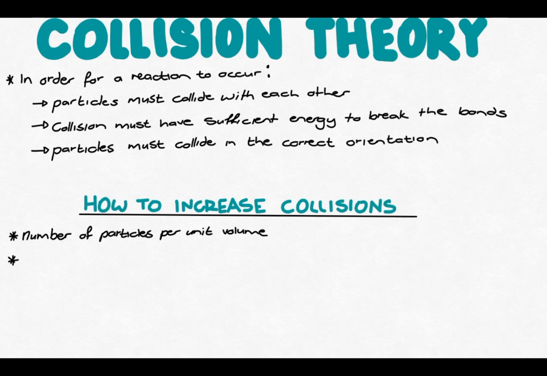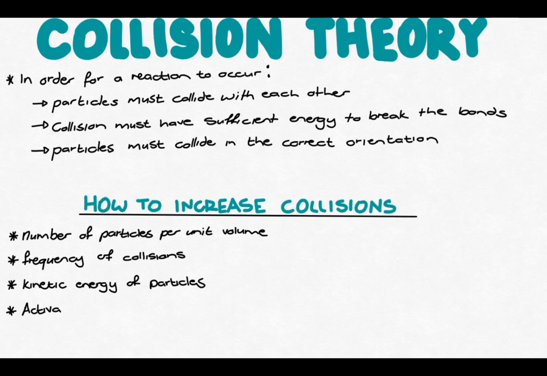Secondly, we can increase the frequency of the collisions. So if there's a greater number of collisions per second, this will give us a greater number of successful collisions per second. We can then also increase the kinetic energy of the particles. A greater kinetic energy means a greater proportion of collisions will have an energy that exceeds the activation energy, and the collisions will be more frequent as the particles are moving quicker. Therefore, more collisions will be successful. Lastly, we can decrease the activation energy. If there are more collisions that exceed the activation energy, there will be more successful collisions.